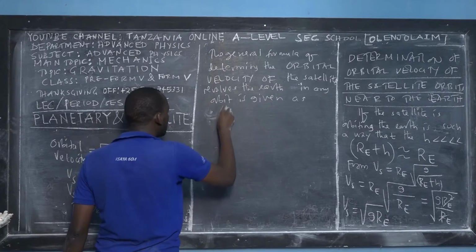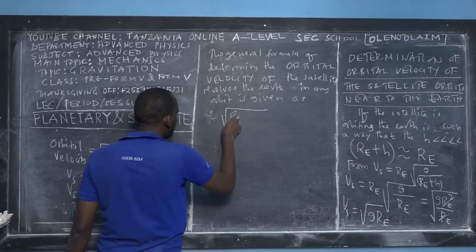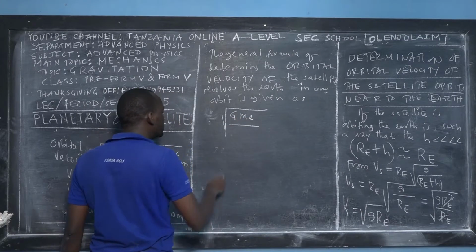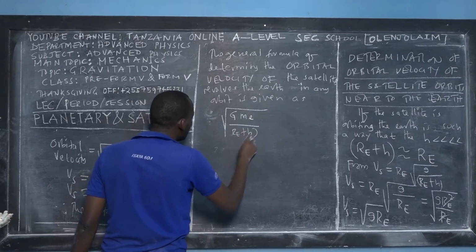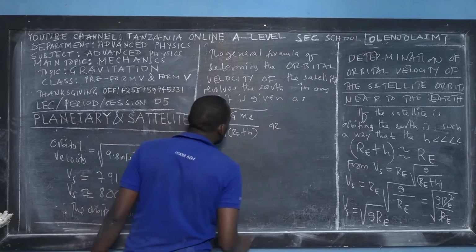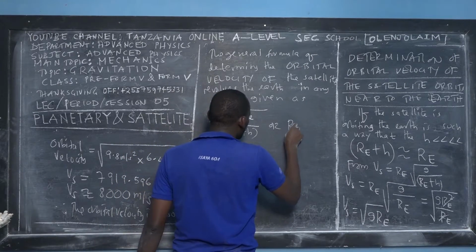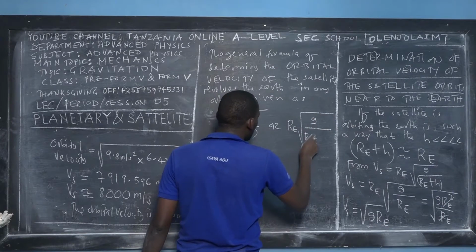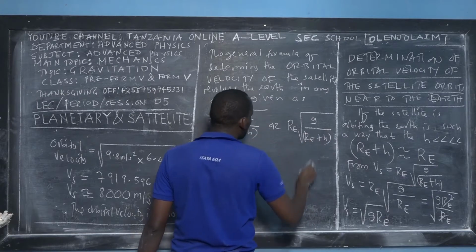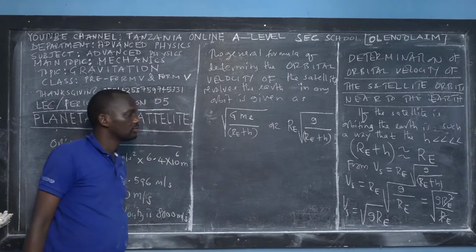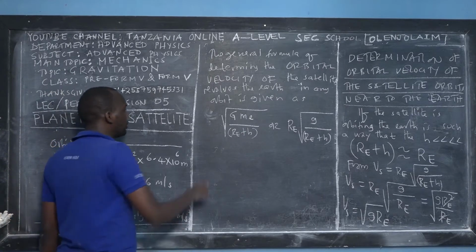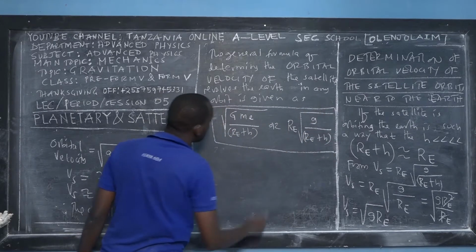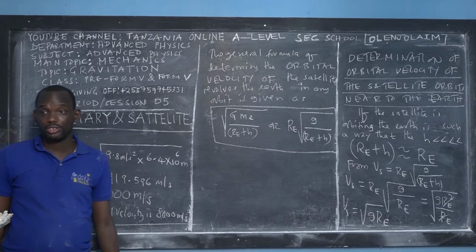That means the square root of the universal gravitational constant, mass of the Earth, over radius of the Earth plus the height h. Or I derived it for you that given such radius of the Earth, square root, acceleration due to gravity, radius of the Earth plus the height, just like this. Right? So there it is in your mind. So these are the two general forms of the formula for determining the orbital velocity of the satellite.